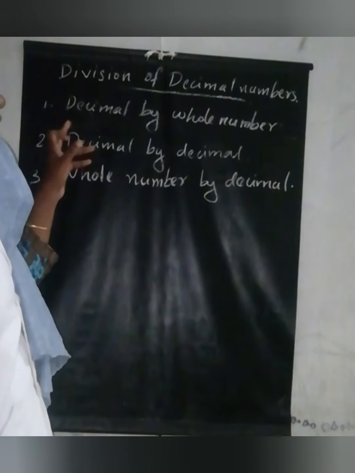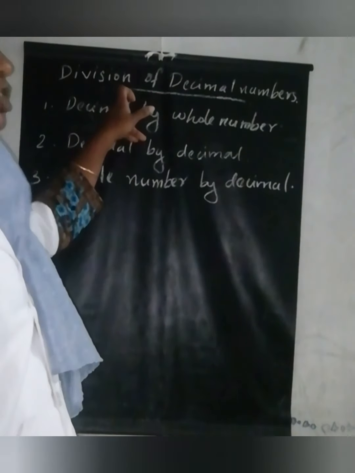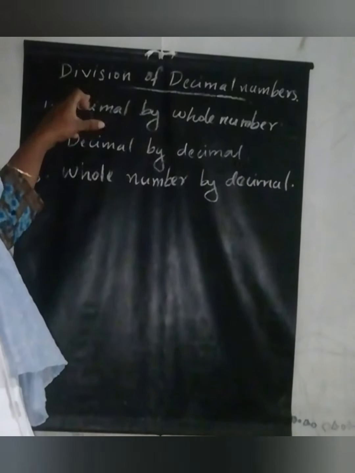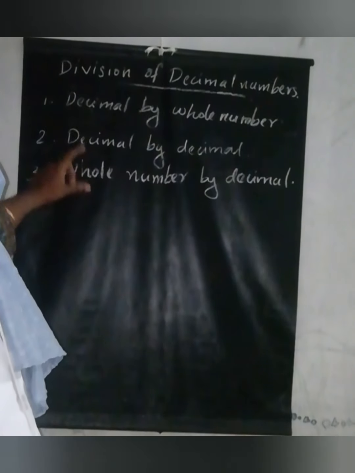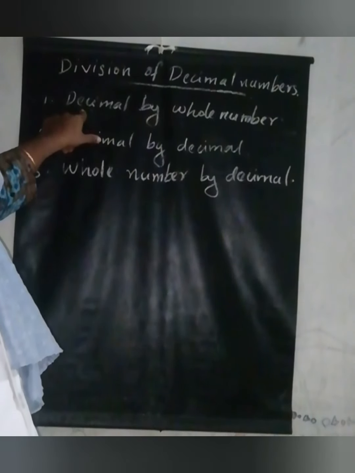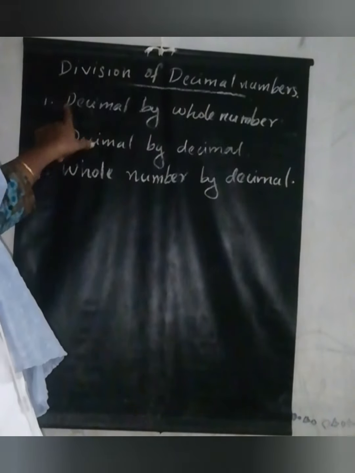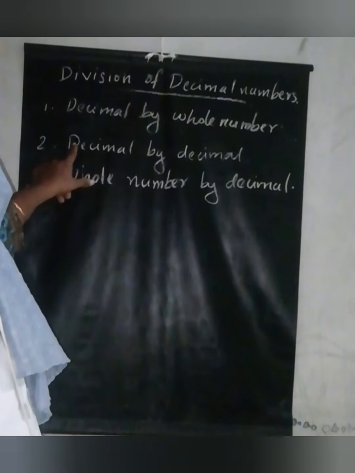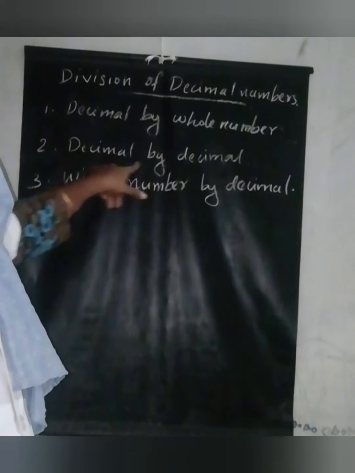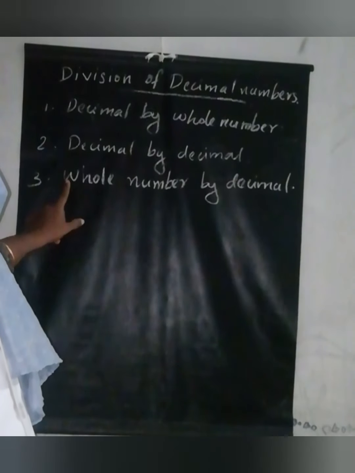Hello students, today we are discussing division of decimal numbers. We have to discuss three types of division. First of all, division of a decimal by a whole number. Second one, division of a decimal by a decimal number. Third one, division of a whole number by a decimal number.